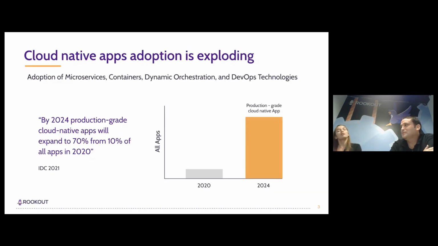All right. Before starting our quest about real-time data and dynamic observability, let's take a step back. Let's see where we are today. So, adoption of microservices, containers, dynamic orchestration, and DevOps technology is in general adopting cloud-native application and infrastructure. And we see that this trend is going to lead us to 2024: 70% of all applications are going to be cloud-native applications.